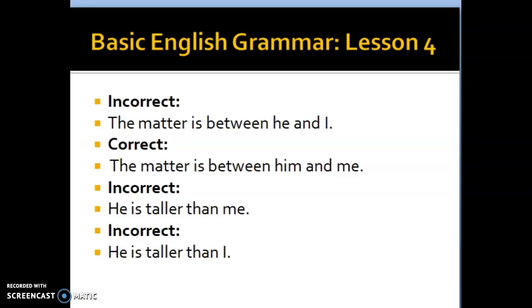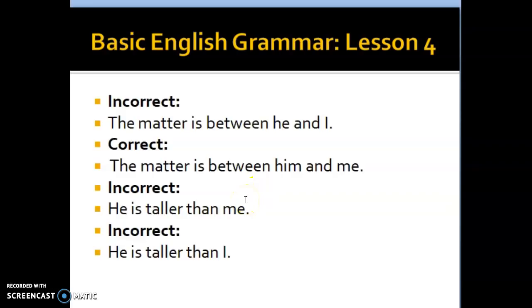Now it is wrong. The sentence is wrong because after the word between you always use the third form of pronoun, right? The objective form of the pronoun. So he is the first form, him is the third form, I is the first form, me is the third form. So whenever the word between appears, you are going to use a third form of pronoun. Him and me are the right options, right? So the second sentence is correct and the first is incorrect.